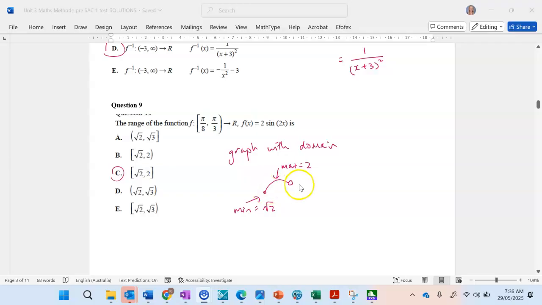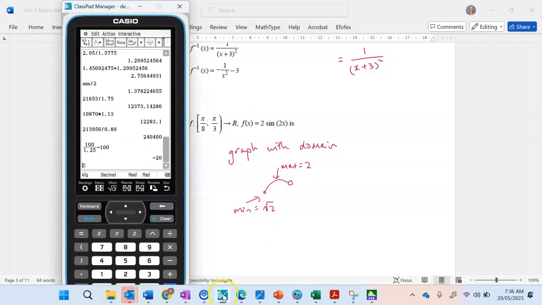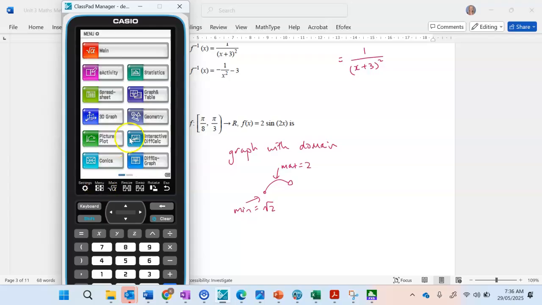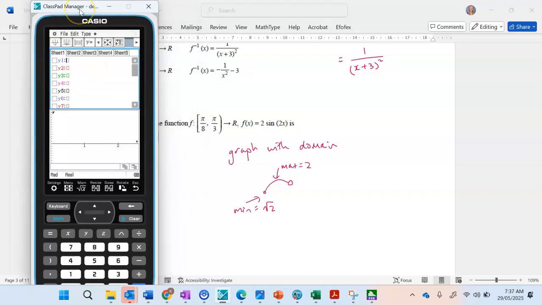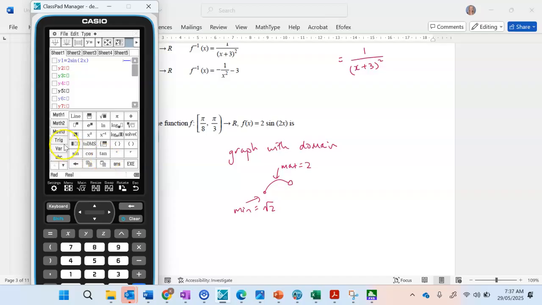It doesn't take long to sketch it. It's tiny when it comes out. So let me just show you. So we've got 2 sine 2x, and do restrict the domain. To restrict the domain, we go keyboard and then math 3, just restrict it. And we're going from pi on 8, and that one's included, so we'll include it. And then the pi on 3 is not included. Pi on 3.